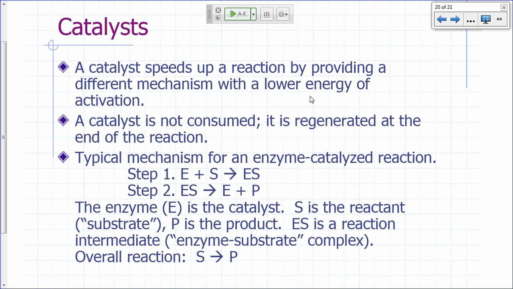Catalysts. A catalyst speeds up a reaction by providing a different mechanism with a lower energy of activation. We've talked about that already. It's not consumed. It's regenerated at the end of the reaction. So a typical mechanism that involves a catalyst would be a lot of those reactions going on in biological systems, in living systems. They're catalyzed by large molecules, protein molecules called enzymes. Okay, so those enzyme catalyzed reactions.